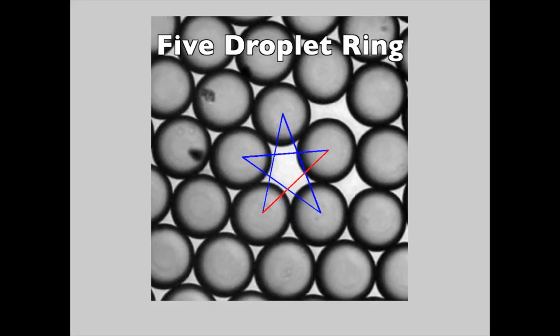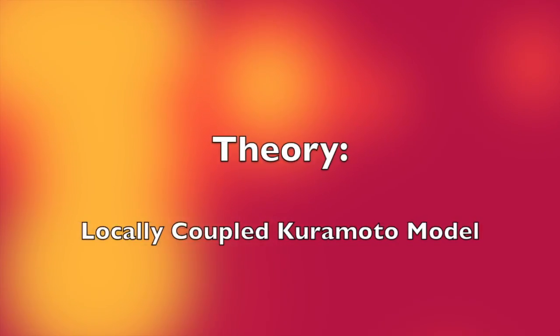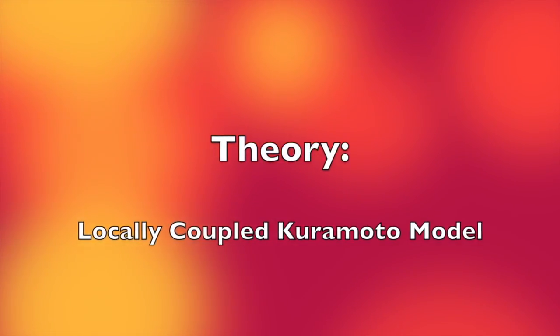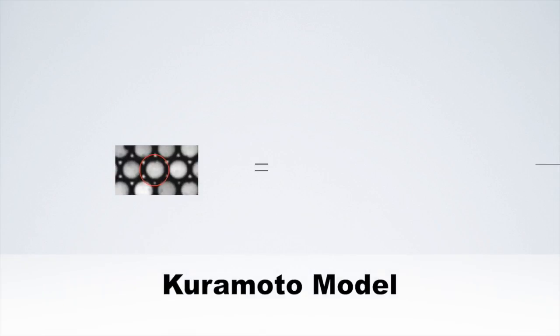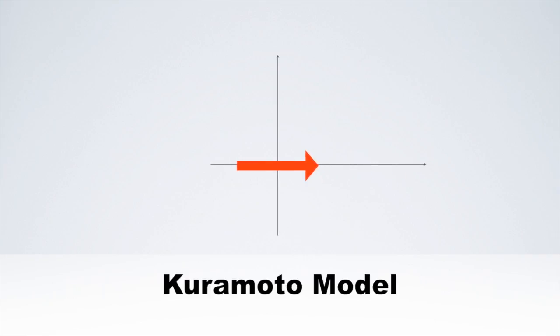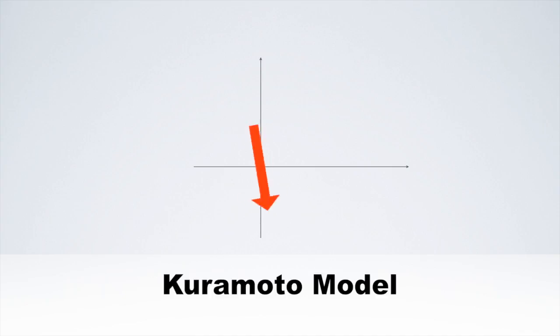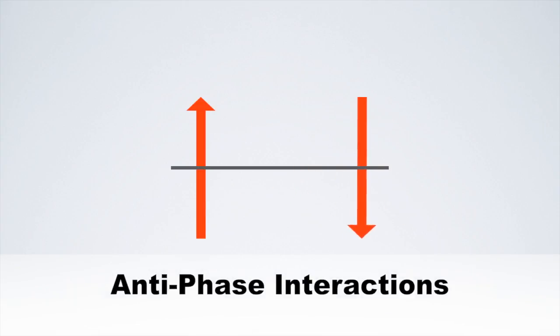One way that we've modeled this system was to use a locally coupled version of what's known as the Kuramoto model. Here, each droplet is considered to be an independent oscillator whose phase can vary between 0 and 2 pi. We then put in an interaction between neighboring oscillators such that every oscillator wants to be 180 degrees out of phase with its nearest neighbors.